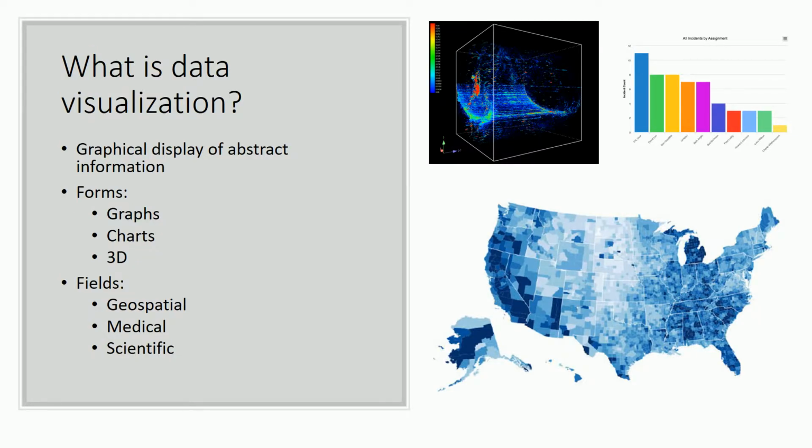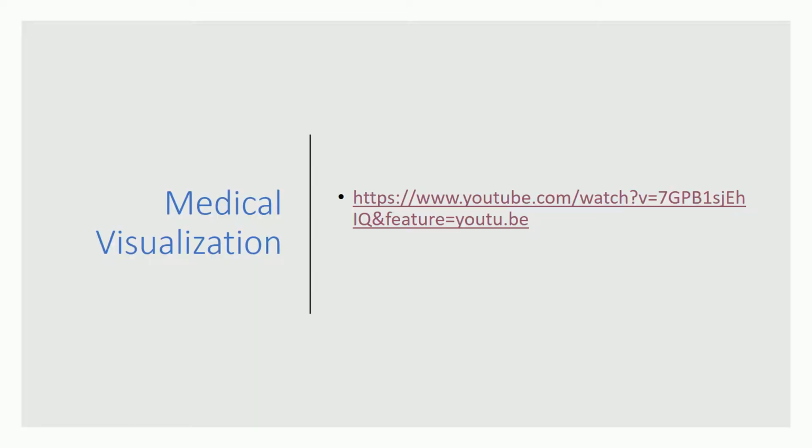Data visualization is a graphical display of abstract information. It can be shown in many different forms, such as graphs and charts. We can even go beyond that and display information in other mediums, like 3D. Among other things, data visualization itself can come in many different fields, from geospatial to scientific to even medical. Today, we will be focusing more specifically on medical visualization. Here I have a video that showcases the potential of what the possibilities are for medical visualization.